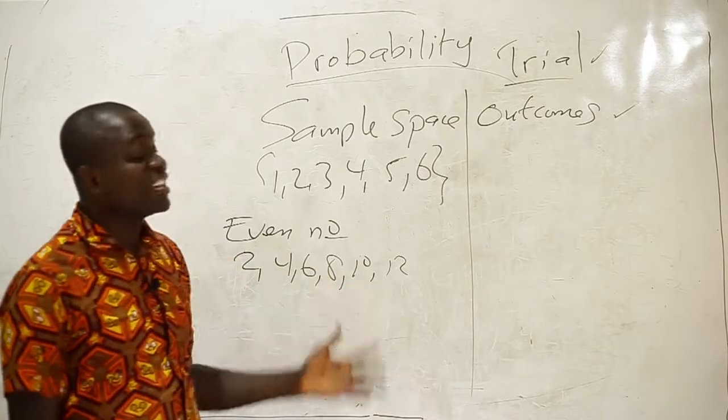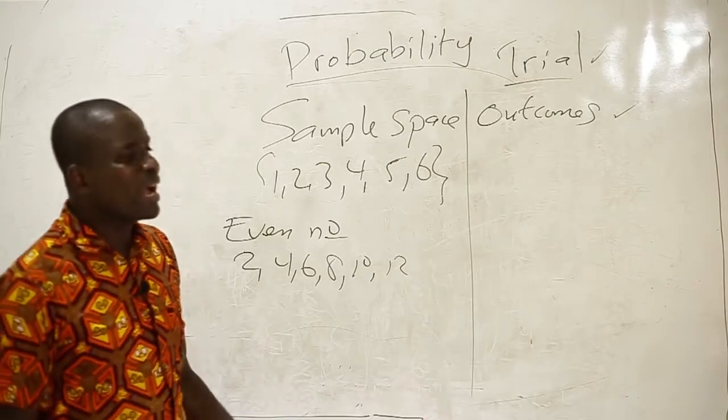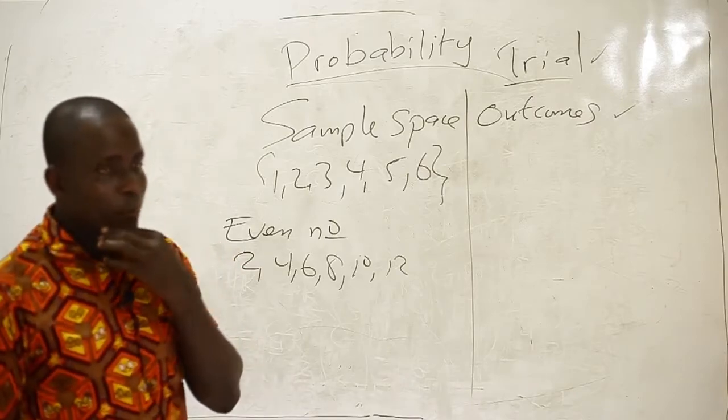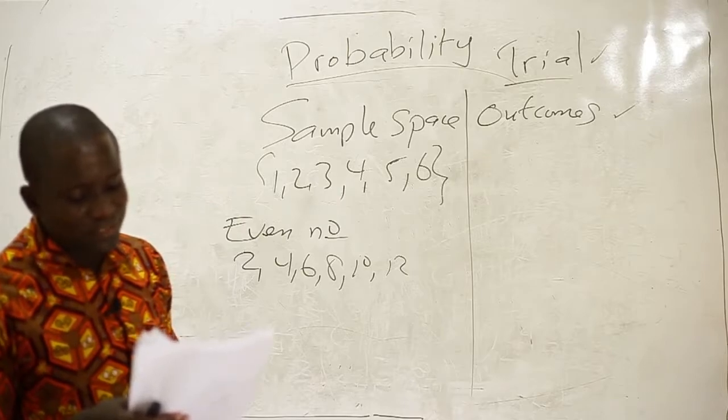So what are other even numbers you can mention? One can mention 20, one can mention 50. But you can't mention 71. Why? Because when you divide 71 by 2, there will be a remainder of 1. So take note of that. So even numbers are numbers that are divisible by what? 2.